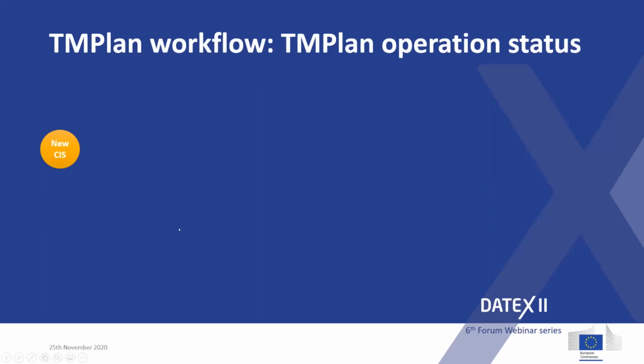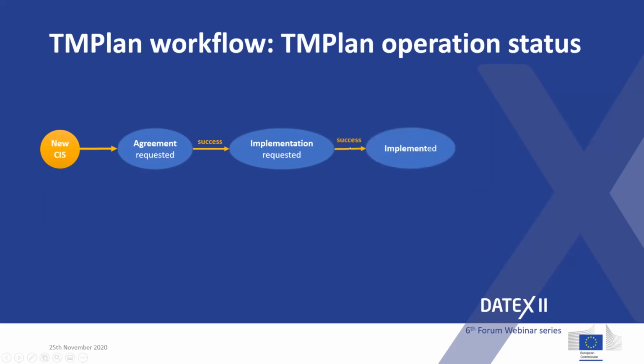So, starting with a new operation, TM plan operation activation. It's agreement requested. The TM plan is in agreement requested, and the CIS service feedback to agree is instantiated. The answer is success. So after we received success, we go into the TM plan implementation requested. If this is correct, of course, success, it will be implemented. There is no error, no problem management, all fluent management.